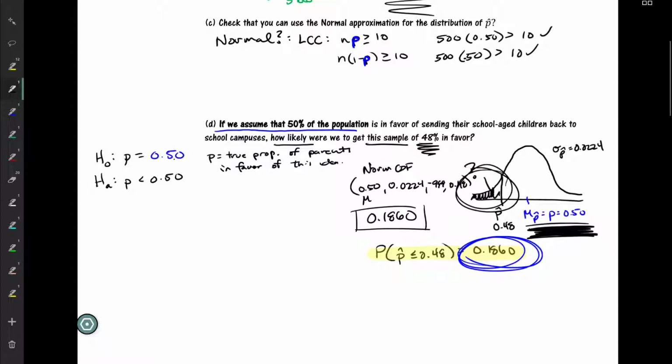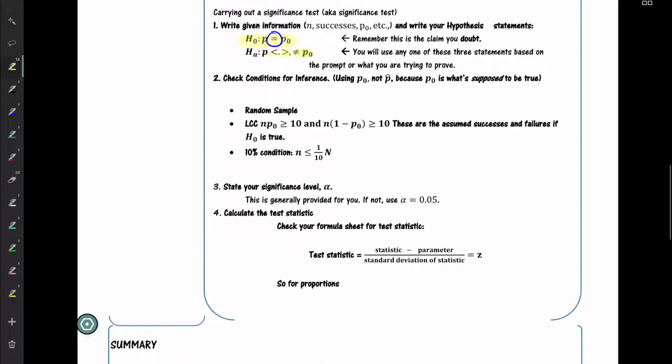Okay, step 1 is done. What about step 2? Step 2, again, we've already done. It's checking our conditions for inference, but here's the trick. You want to make sure you're using P naught, because that's what's assumed to be true. Everything is based off of that assumption from your null hypothesis. So don't use P hat like we did in confidence intervals. You want to use P naught this time. Okay, this is what's supposed to be true.